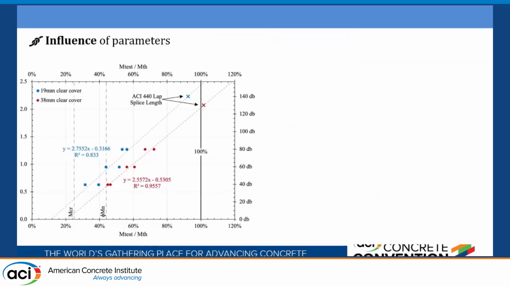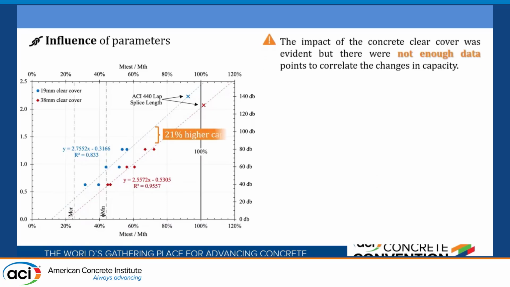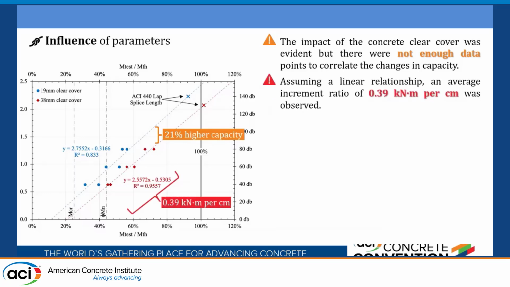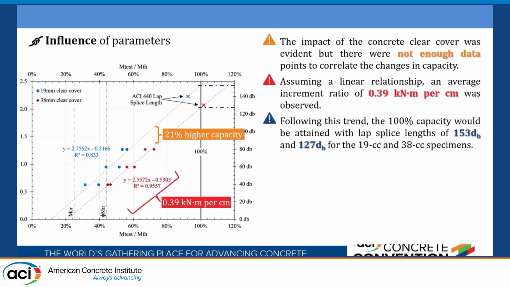This is the influence of the parameters. So we plot both concrete cover and lap-spliced length here. First, the impact of concrete cover was evident, but there was not enough data to correlate the changes in capacity due to the clear cover. If we assume that the capacity will continue with this relationship of almost 0.4 kilonewton meters per centimeter, we will reach the 100% capacity with a lap-spliced length of 153 and 127 dB for the 19 and 38 clear cover specimens.